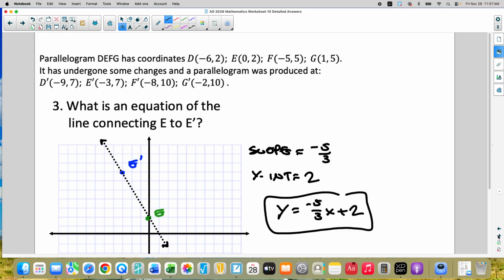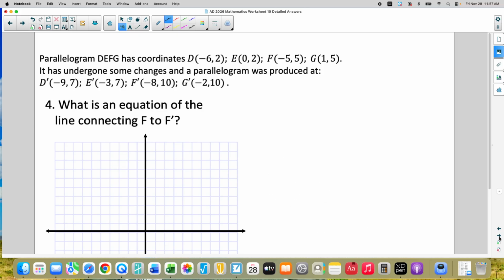So same slope, different y-intercept. What is the equation for f? I know my slope's going to be the same, and then my y-intercept's going to be different. So let's do f is going to be (-5, 5), 1, 2, 3, 4, 5, 1, 2, 3, 4, 5. That is f. F prime is (-8, 10), which is here.